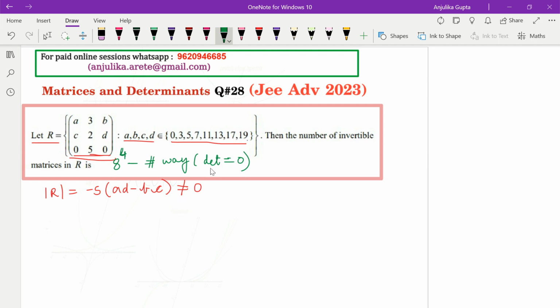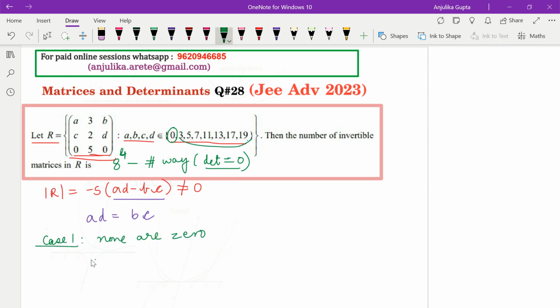So let's go ahead and figure out how many ways I can have the determinant to be 0. I want this to be 0. What does that mean? That means you want AD to be equal to BC. Now look at the possible options. Whenever you have a 0, you have to be careful. So let's take cases. Let's say case 1 in which none of them are 0. So that means you have only 7 options.